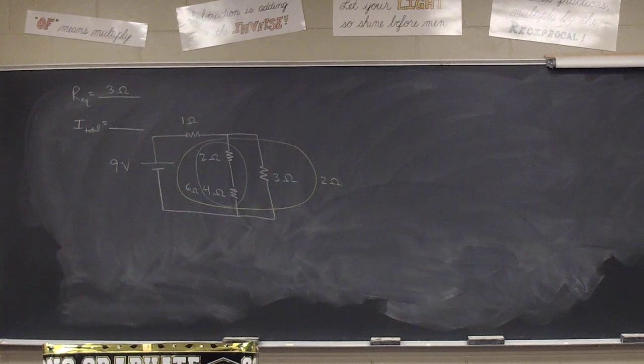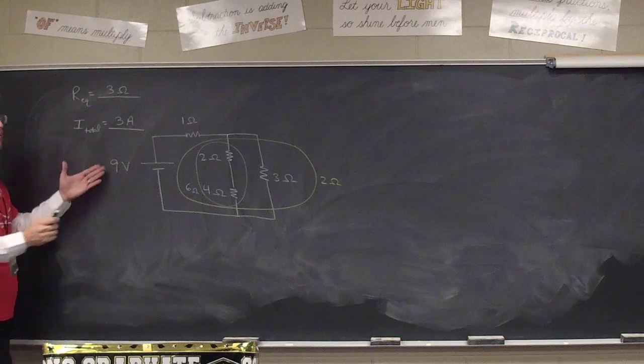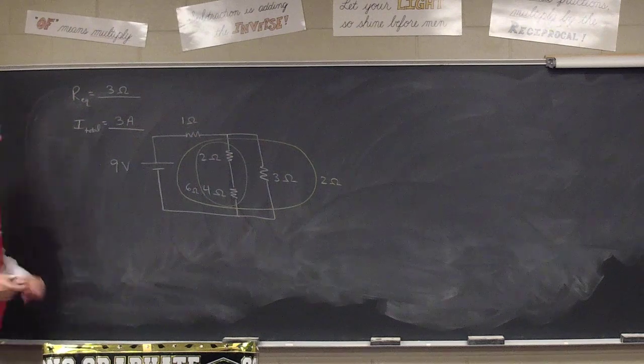And how much current goes through this thing, class? 3 amps. 3 amps. You simply divide the 9 volts by the 3 ohms that the 9 volts have to push through to get 3 amps of current that flows through the circuit, through the network. So far, so good. Now we make the table.